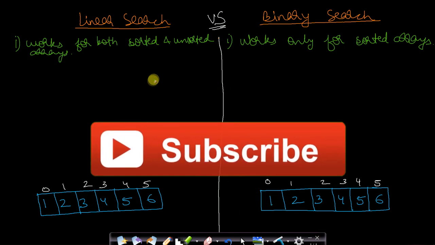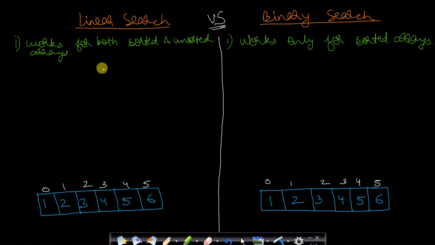In this video we will see the difference between two very basic searching algorithms, which are the linear search and binary search. Linear search works for both sorted as well as unsorted arrays, whereas the binary search works only for sorted arrays. Let us take an example.